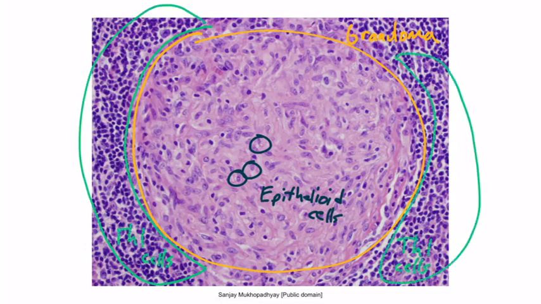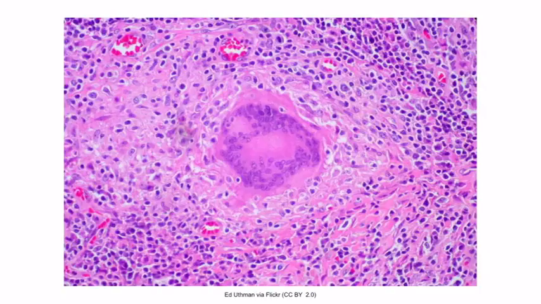And again, these would be T cells. And this particular granuloma doesn't have any obvious giant cells. So let's do another example.